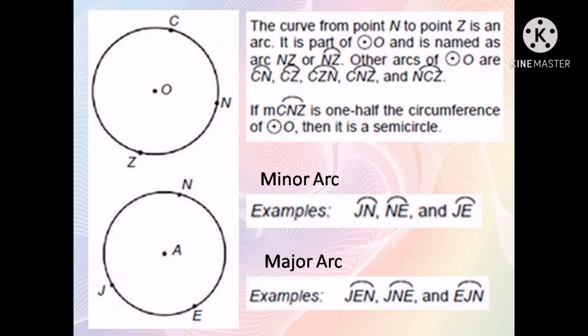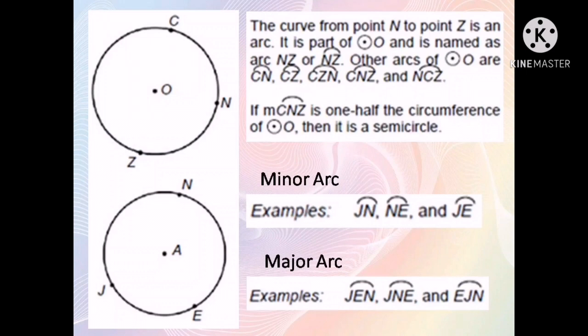The following figures will help us discuss the semicircle, minor arc, and major arc. In the first figure, we have there the curve from point N to point Z is an arc. It is part of circle O and is named as arc NZ or the curved line NZ. Other arcs of circle O are arc CN, arc CZ, arc CZN, arc CNZ, and arc NCZ. If the measure of arc CNZ is 1/2 of the circumference of circle O, then it is a semicircle.